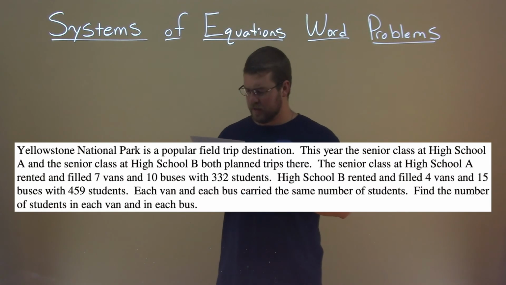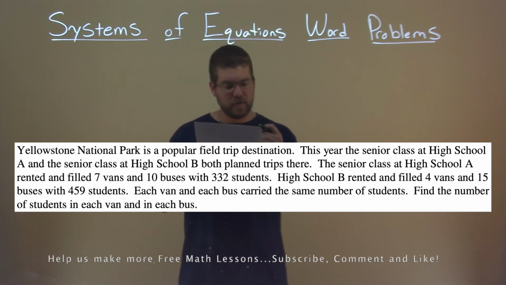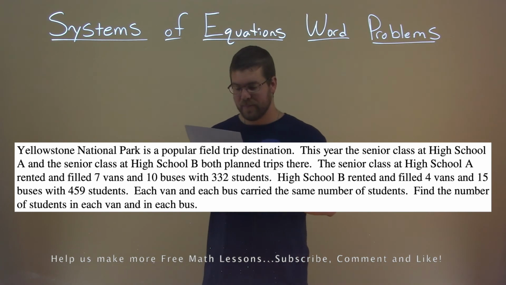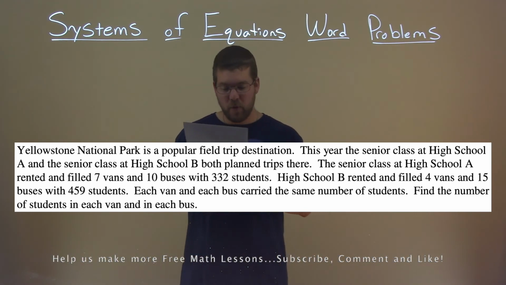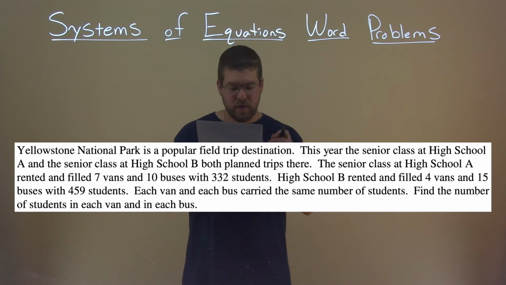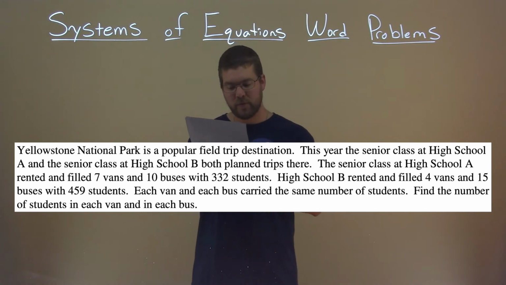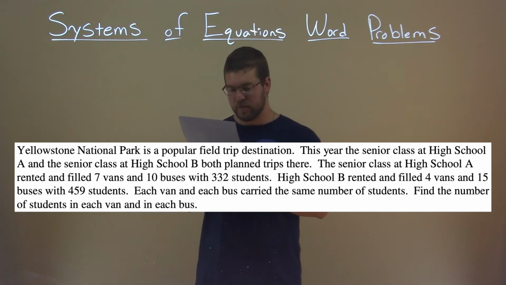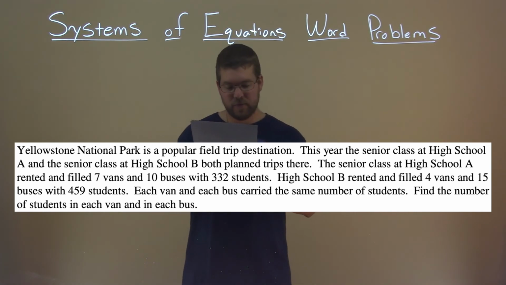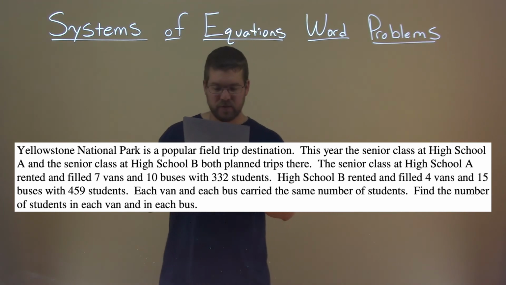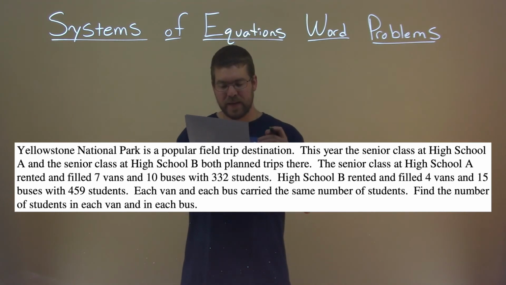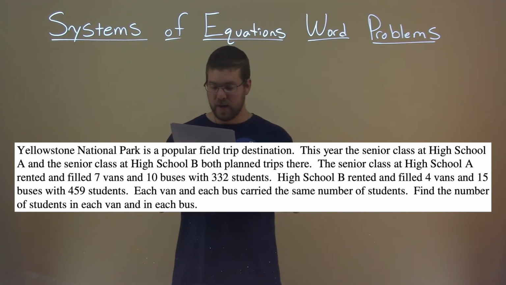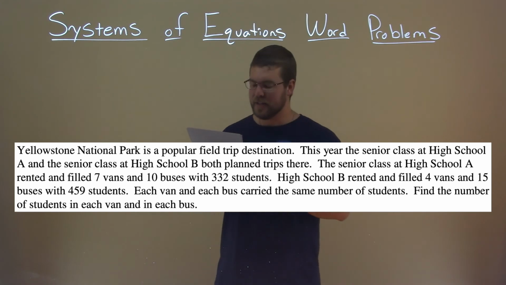We're given this problem right here. Yellowstone National Park is a popular field trip destination. This year, the senior class at High School A and the senior class at High School B both planned trips there. The senior class at High School A rented and filled 7 vans and 10 buses with 332 students. High School B rented and filled 4 vans and 15 buses with 459 students. Each van and each bus carried the same number of students. Find the number of students in each van and in each bus. Okay.